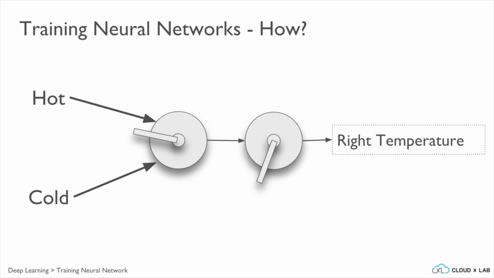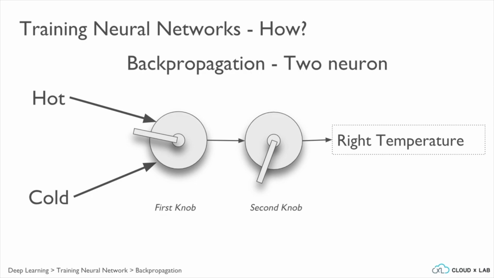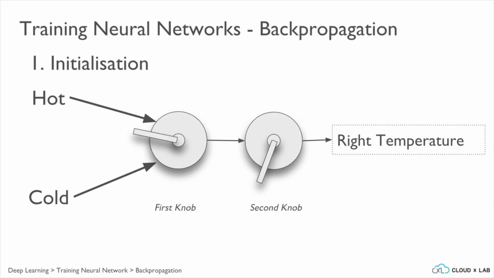Let me introduce a new concept here called backpropagation, or backward propagation of errors. To be clear, the knob on the left we are going to call first, and the one on the right we are going to call second. Let's start. The first step in the process is called initialization, where we assign random positions to both the knobs.